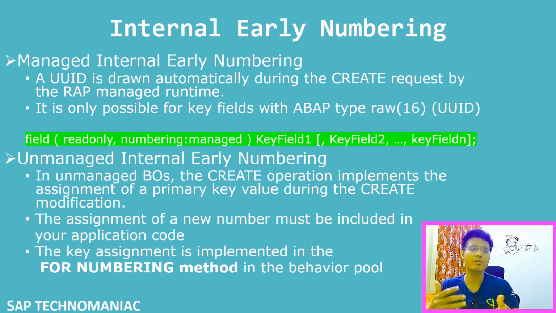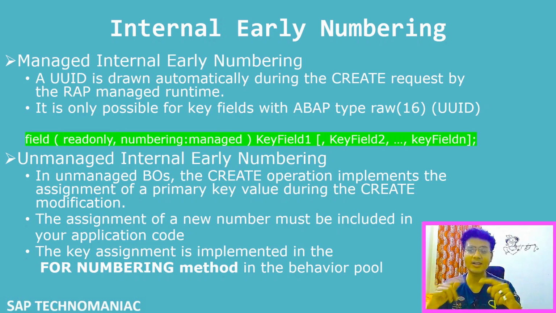And after, whenever you are doing whatever you are doing, that instance, that is your primary key field, that will be your primary key field. In that case, it should not be editable in the create scenario also, because it is assigned internally. So it should be read only, and numbering should be managed, and the primary key field which you have given should be of type raw 16.